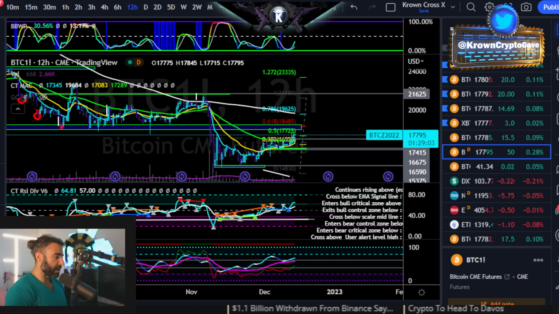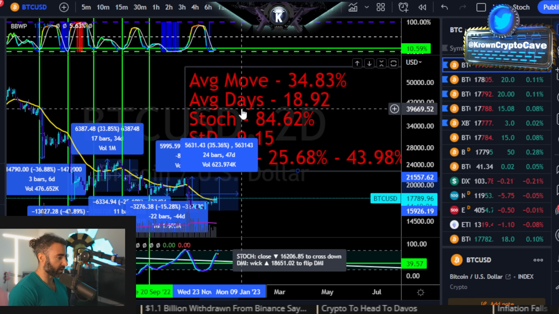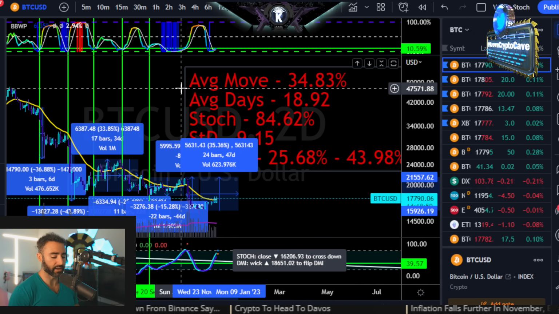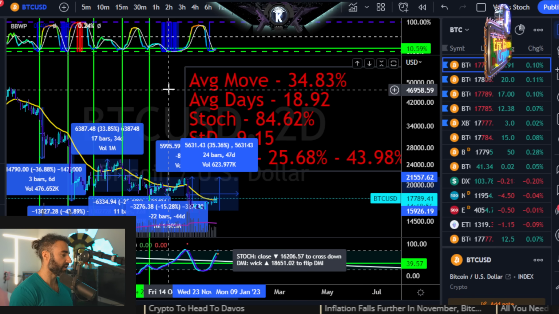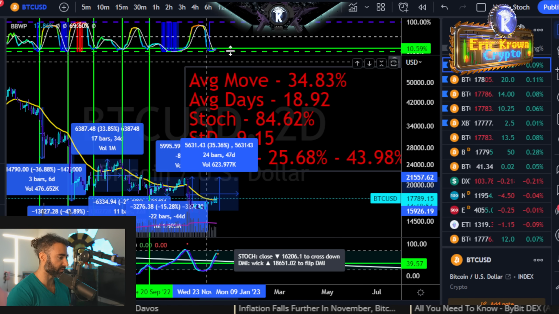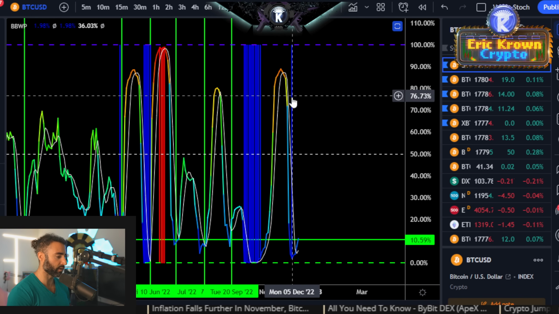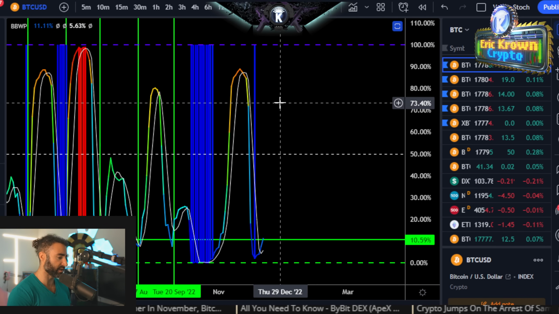So let's now go into something that's a little bit newer. It's going to be on the 2-day time frame. It's a 2-day time frame, not for CME, but for spot price action. And we have another volatility versus stochastic momentum setup over here. The volatility is going to be represented by this indicator, the BBWP indicator.